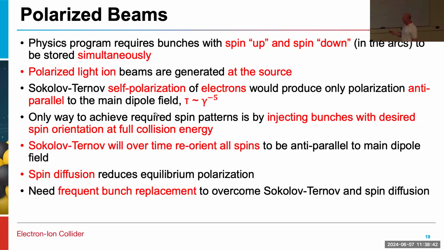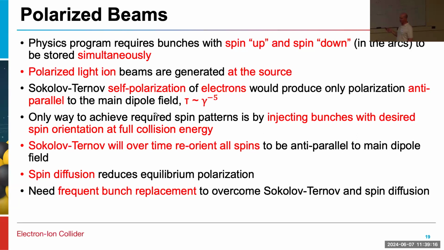It also, of course, has the problem that all the bunches would be polarized in the same direction, which is not what the experimenters want to have. So the only way to get these bunch patterns in the EIC electron storage ring is by injecting the bunches with the desired spin direction. And we have to do that at full collision energy, because in a storage ring, if you ramp the energy up, polarization gets lost. One has to play special tricks in a special accelerator to be able to preserve polarization.